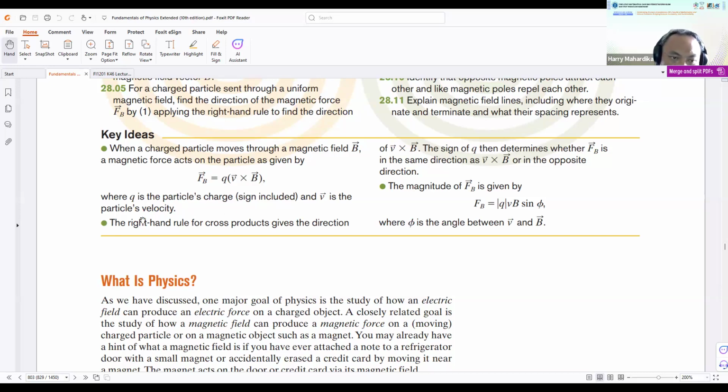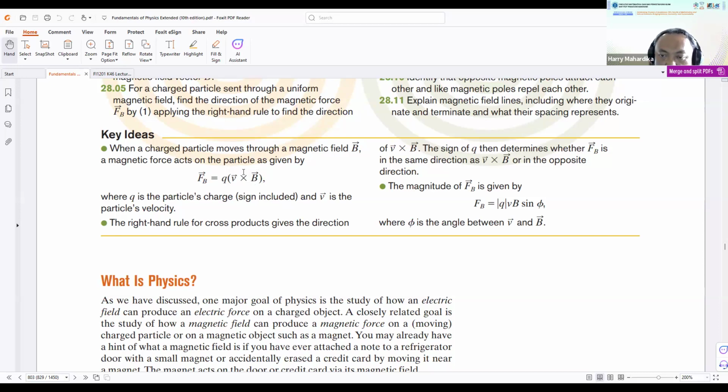Okay, and then the second topic that we are going to cover in this short lecture is the right-hand rule for cross product, because we have here in this equation a multiplication operation, but not in dot sign, but it has a cross sign, where this type of operation will produce another vector that will be perpendicular, 90 degrees, from each other. So we need to have the direction of B, the direction of particle velocity.